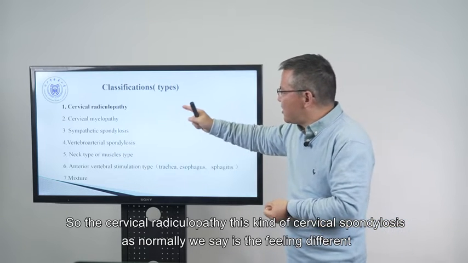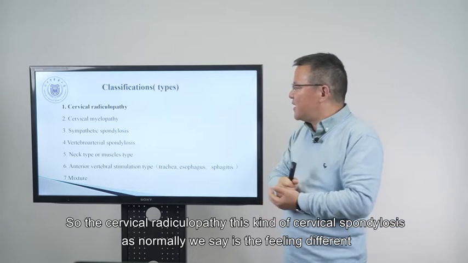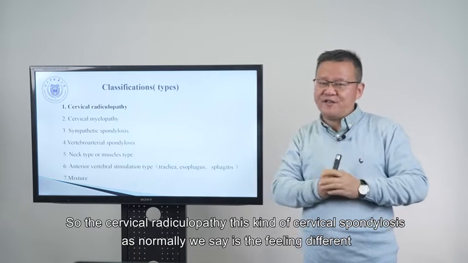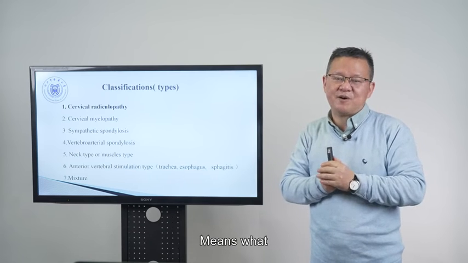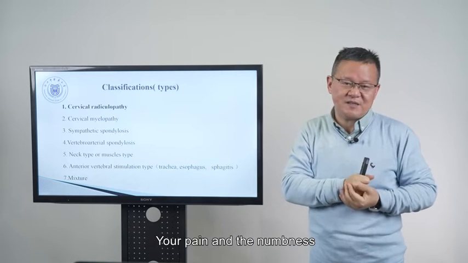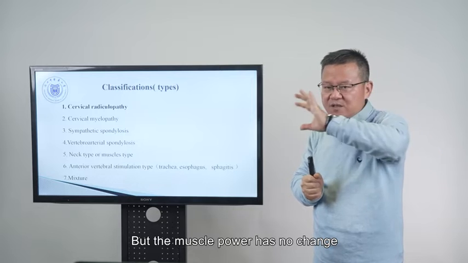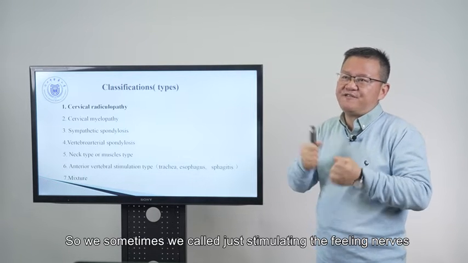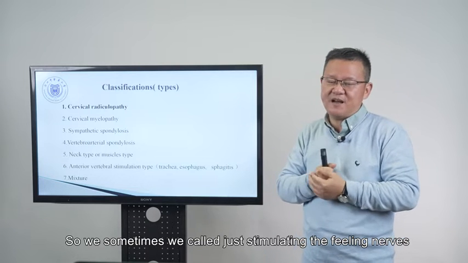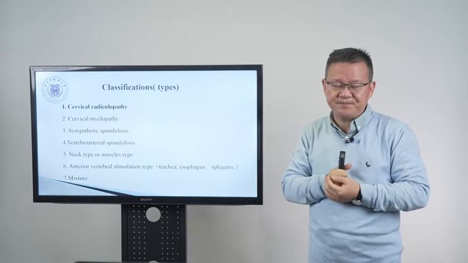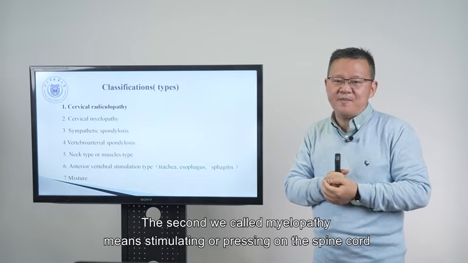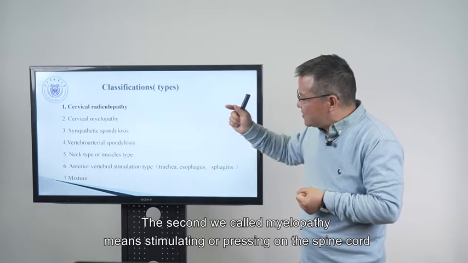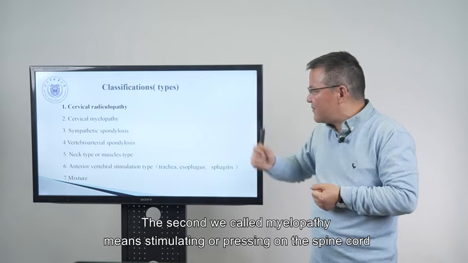So in cervical radiculopathy, this kind of cervical spondylosis, normally the feeling is different. Feeling changes. You feel pain or numbness, but the muscle power has no change. So sometimes we say it is just stimulating the feeling nerves. So it's very interesting. The second we call cervical myelopathy. Myelopathy means you stimulate or press on the spinal cord.